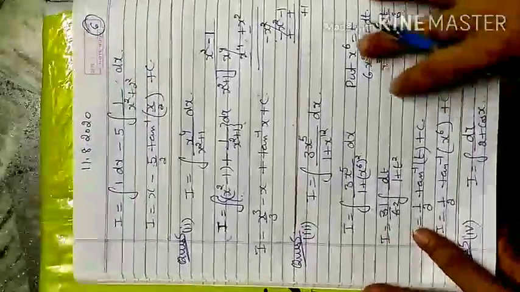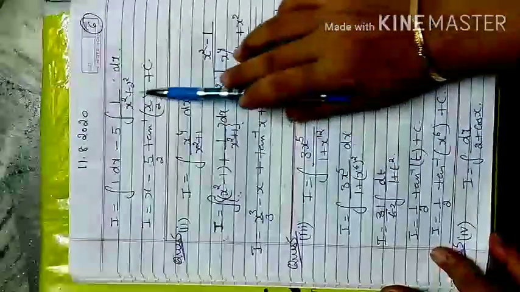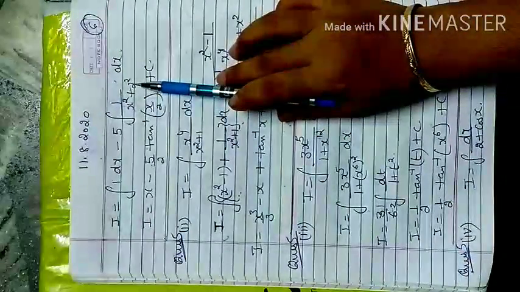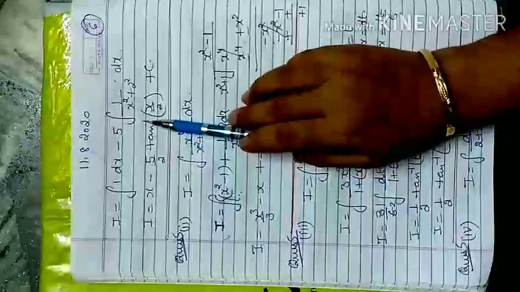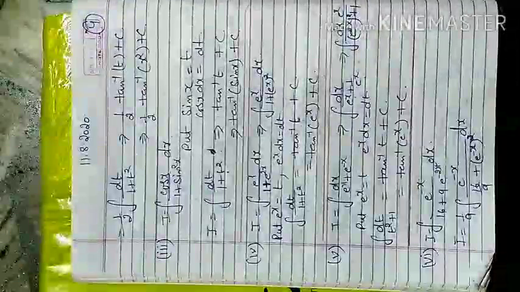Now you have to integrate separately, so that becomes a direct formula here. This is x square plus 2 square, the x square plus a square form. So 1 by 2 tan inverse x by 2, 5 is already outside, integration of 1 is x.